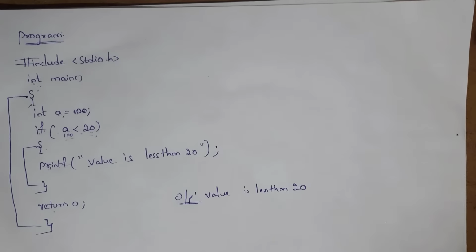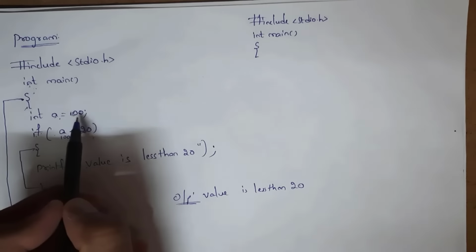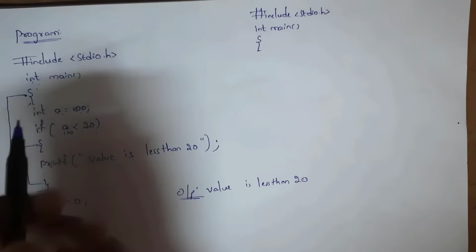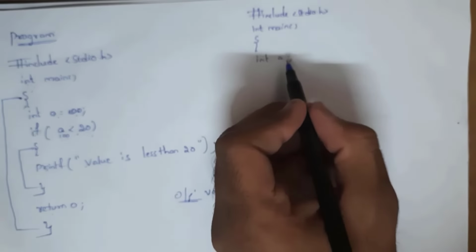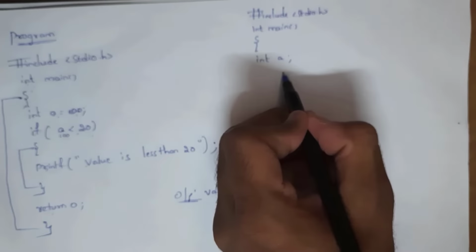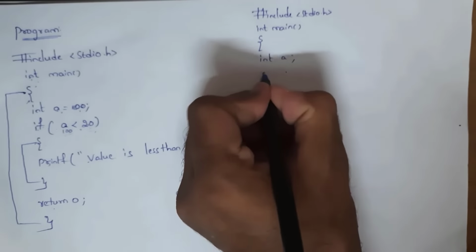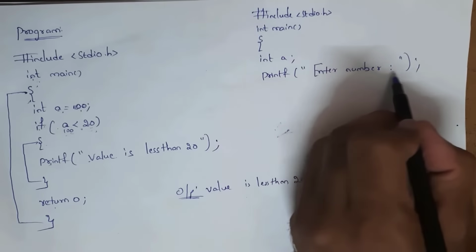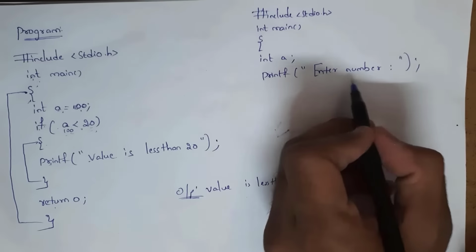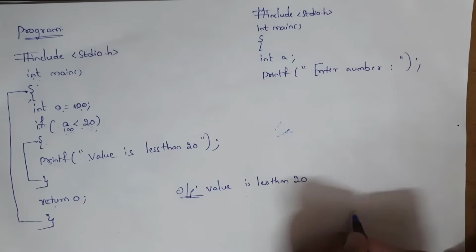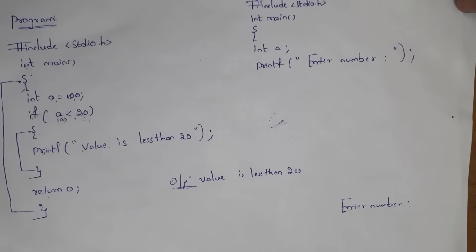Same program I will explain by using scanf. Here instead of initializing the value 100, I am just declaring the variable, that is int a. I want to give the value of a after executing the program. So for that purpose I need to use scanf. But before that I will write one statement, that is printf "enter number". Whatever statement is present inside this printf will be seen on my output screen. So here I can see enter number. Now I can enter a number by using scanf.